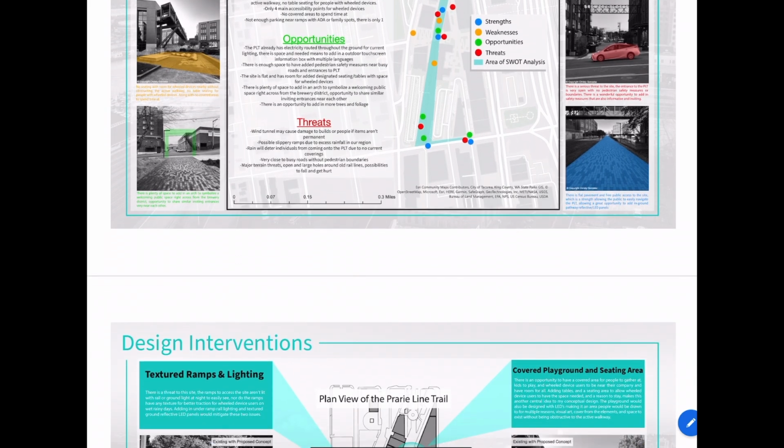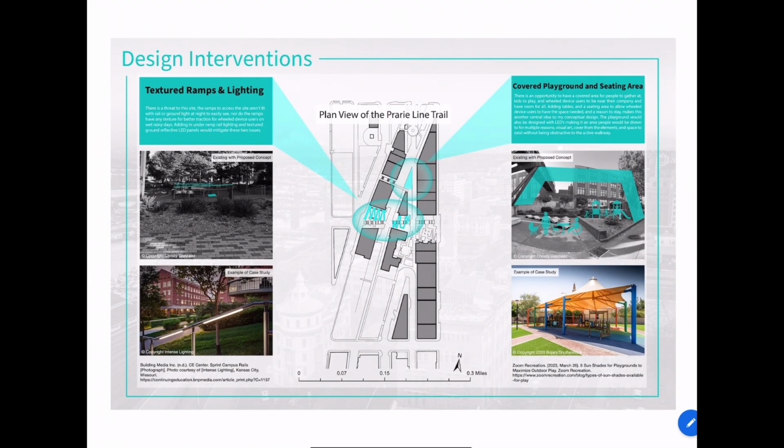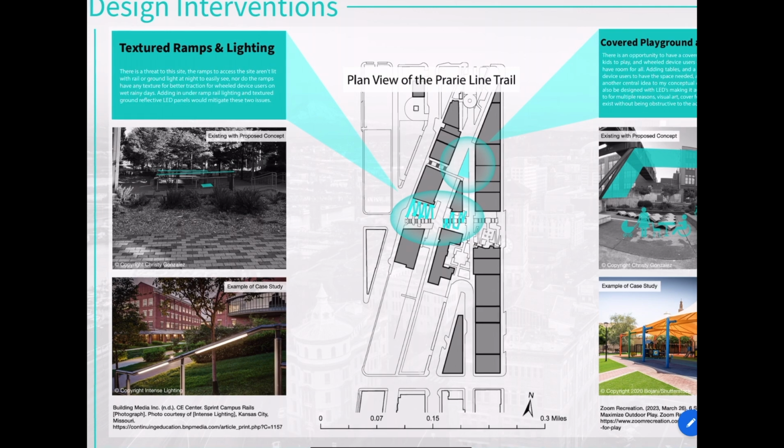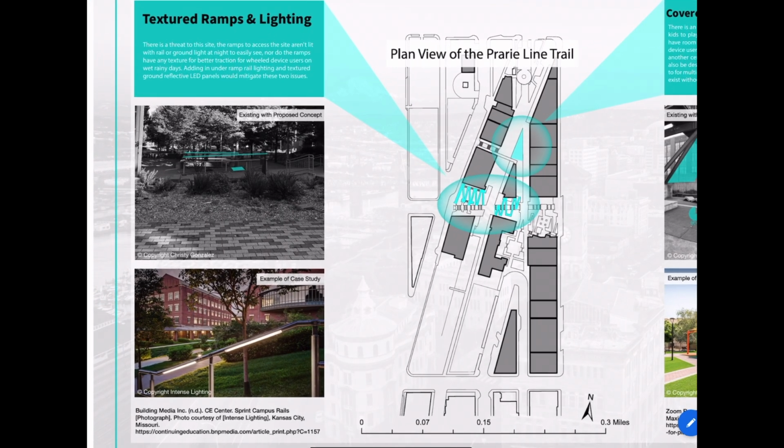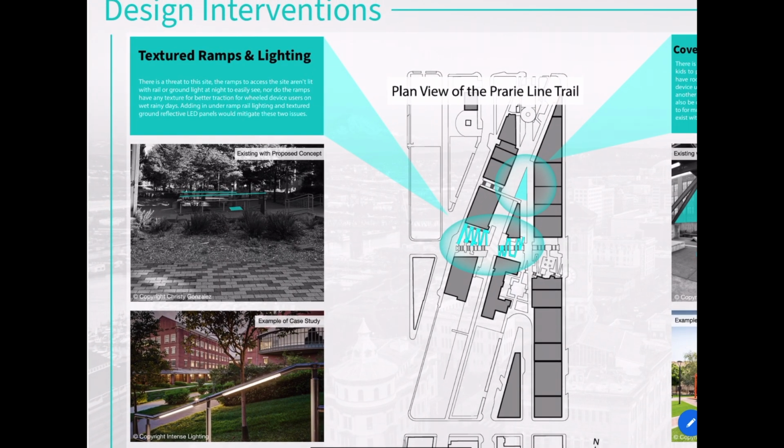On this page of my design interventions, I have addressed 2 elements from my SWOT analysis that I would like to design to serve mobility device users better. Textured ramps and lighting. There is a threat to this site. The ramps to access the site aren't lit with rail or ground light at night to easily see, nor do the ramps have any texture for better traction for wheeled device users on wet, rainy days. Adding in under-ramp rail lighting and textured ground reflective LED panels would mitigate these 2 issues.